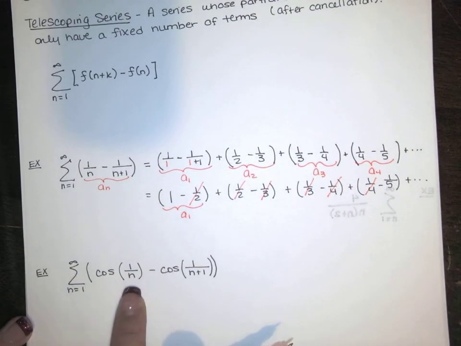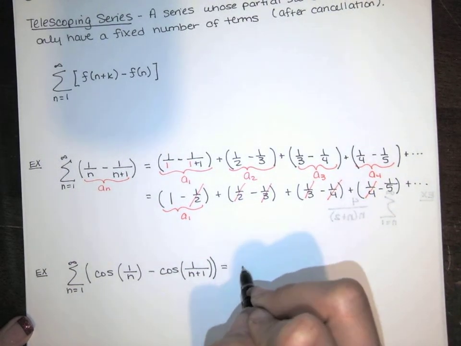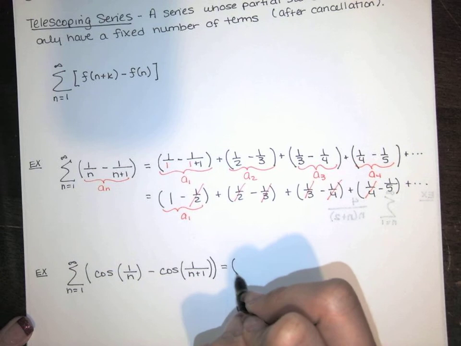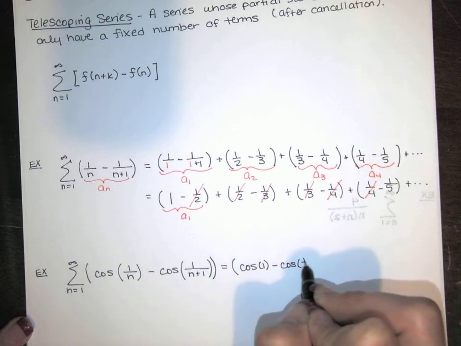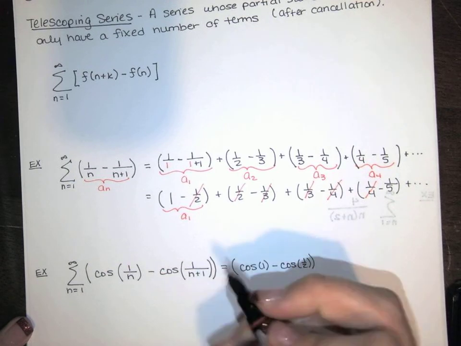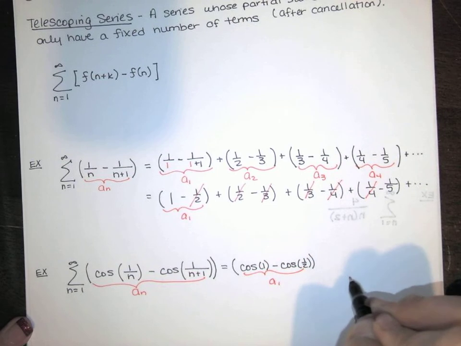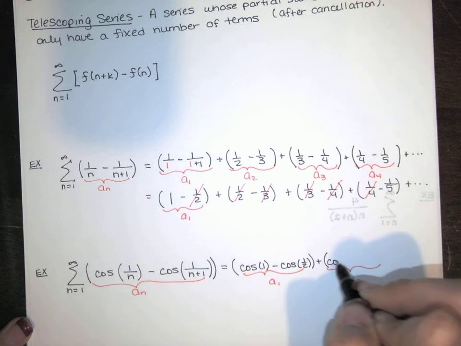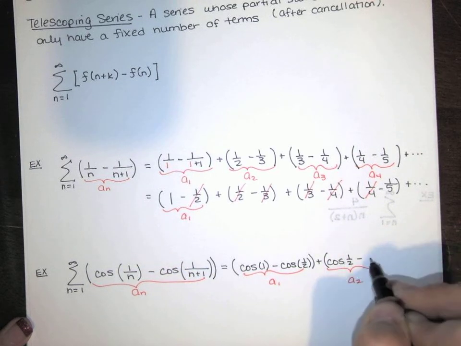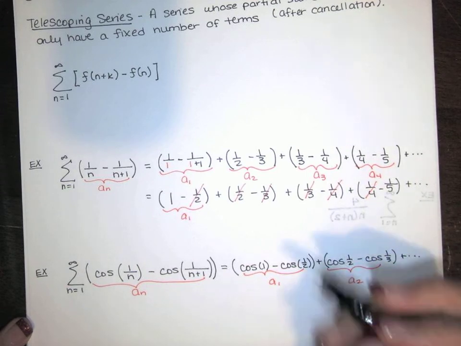Notice I've got cosine of 1 over n and cosine of 1 over n plus 1. Let's see what happens when we substitute in n equals 1. We've got cosine of 1 minus cosine of 1/2. That's my a sub 1, because this whole thing is a sub n. And then we'll substitute n equals 2. When n equals 2, I've got cosine of 1/2 minus cosine of 1/3. And notice that these reduce.